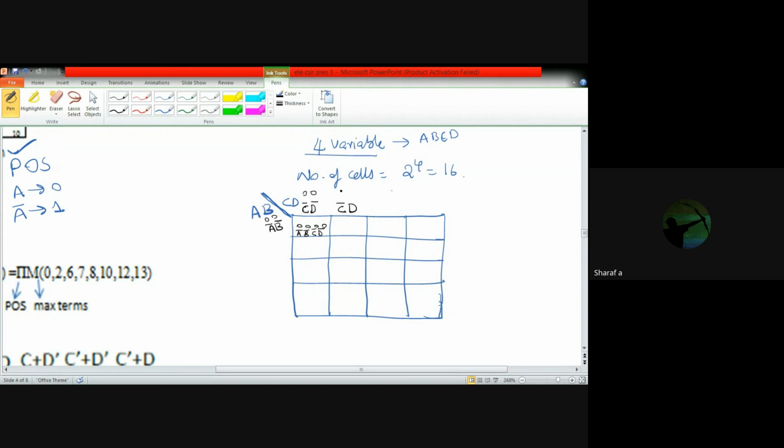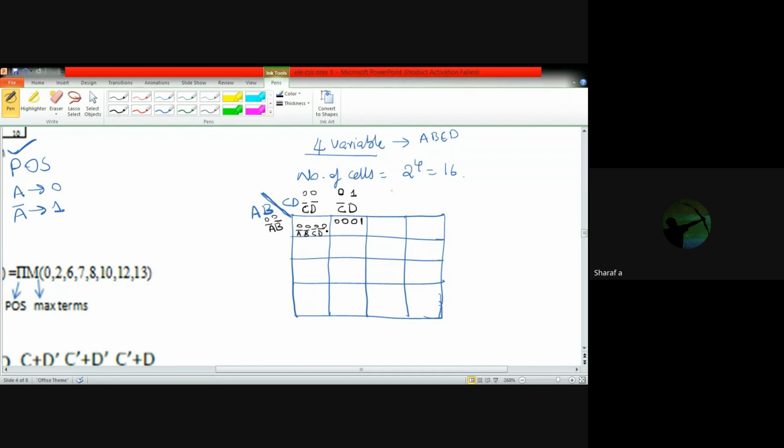Next one is C bar D. What is that? C bar means 0. That is what I told you in the case of minterms, or when you consider a sum of product term: you have to consider the variable as 1 and the variable complement as 0. So C bar you have to consider as 0. D you have to consider as 1 because it is in original form. So what is the value in this cell? It is 0, 0 from A bar, B bar in the row, then 0, 1.